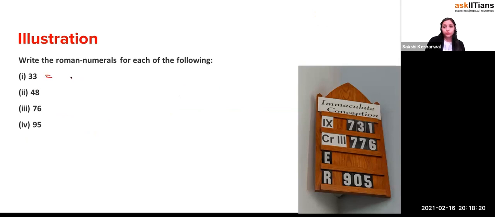Now coming to writing the Roman numerals for each of the following. So 33 can be written as what, beta? 3 times X, maximum XXX, and this is what, I, right? Now 48. 48 can be written as what, beta? 50 minus 2, right?